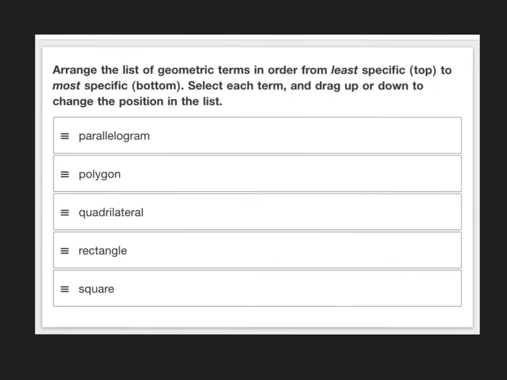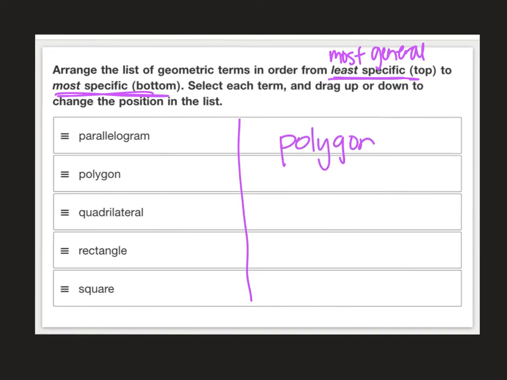This is basically the same question, except they added a couple of things to it, but it's still the same thing as most general to most specific. This time it says least specific to most specific, which is the same thing as saying most general. Okay, so we are going to put polygon. I'm just going to draw a line since I can't click and drag these like the last question. Polygon would go first.